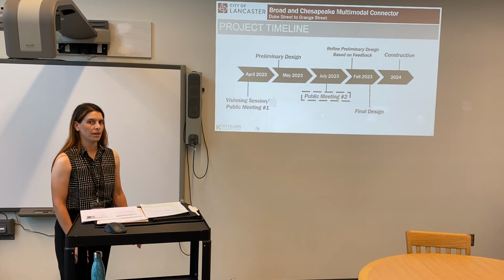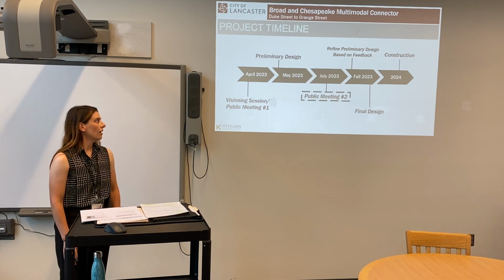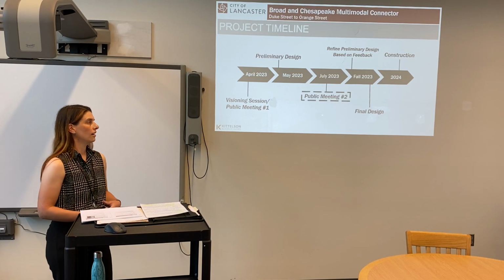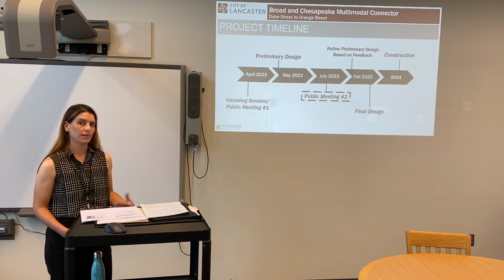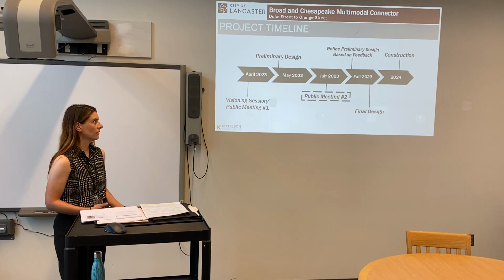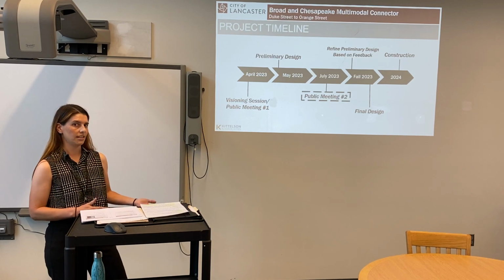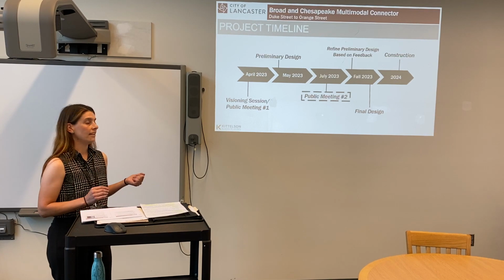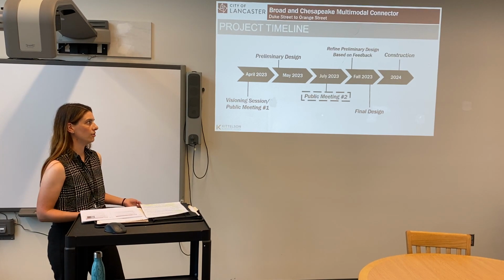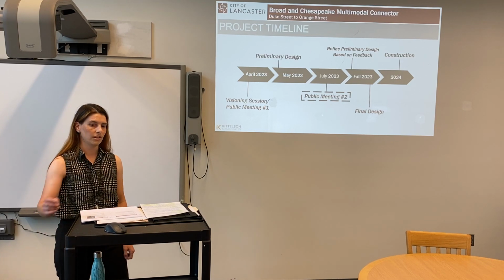So first, touching on the project timeline, here we are at public meeting number 2. We had our first meeting in April, and that's where we introduced the project, explained the existing conditions analysis, and received feedback from all of you. We've been working hard and incorporating that feedback into our preliminary design roll plans. And after the meeting today, we'll gather more of your feedback and incorporate that into the updated design. We're aiming for construction in 2024.